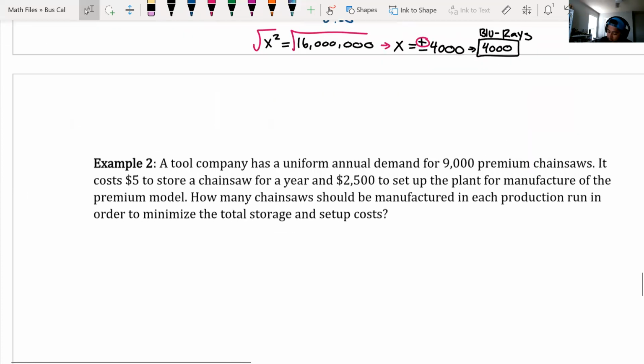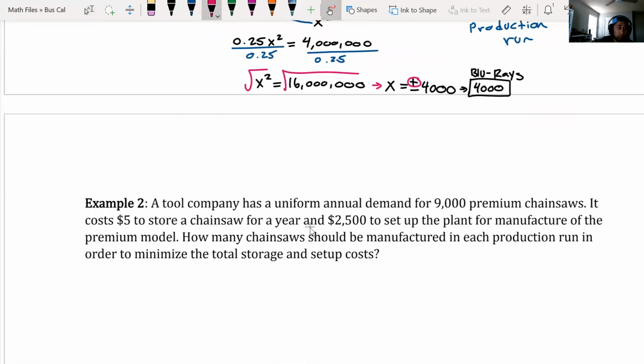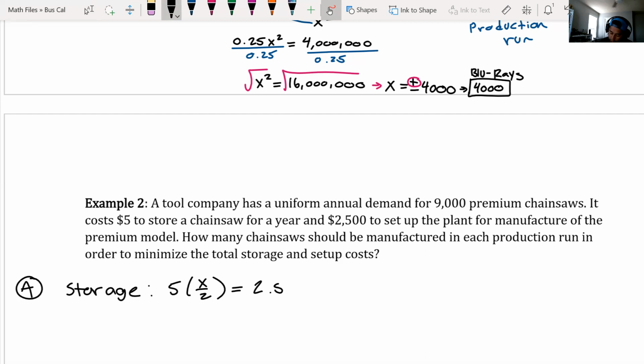So again, let's create those storage and setup costs. So we'll call this A. Storage is given by the amount. Wait, what was it again? It was storage cost is the cost to store times X over 2. So this says that it costs $5 to store a chainsaw times X over 2. So 5 over 2 or 2.5x. There's the storage cost.